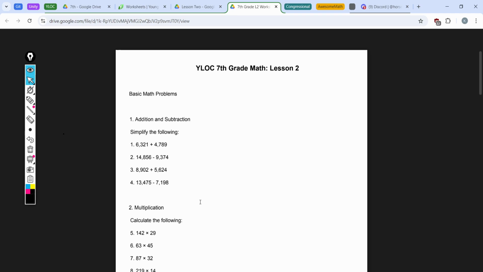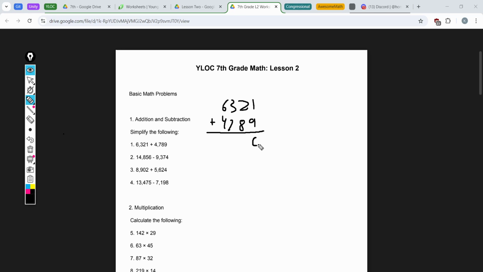For our first section, we have basic math problems, so we'll just be doing arithmetic, starting with addition and subtraction. For the first number, we have 6,321, and the second number we have 4,789. So this should be fairly simple. You add column by column, starting from the right.